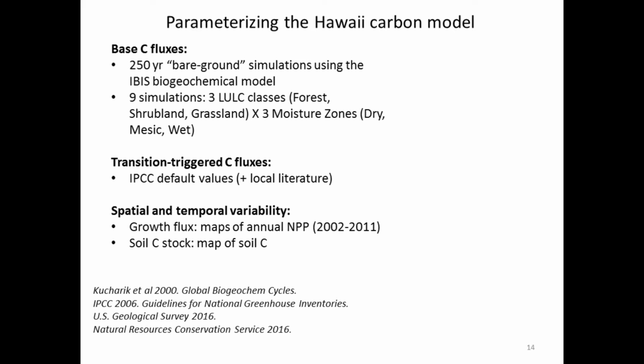We were able to do that using existing maps off of MODIS data that gave an indication of the NPP in each spatial cell in our simulations. And we also used a SOCCO map of soil carbon, and we used that to calibrate the relative amount of carbon that the model started with in each cell in our simulation.